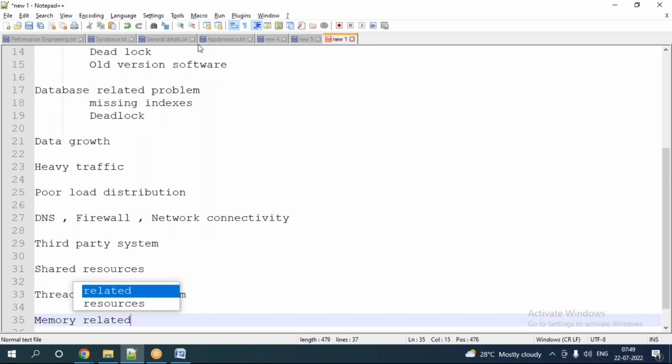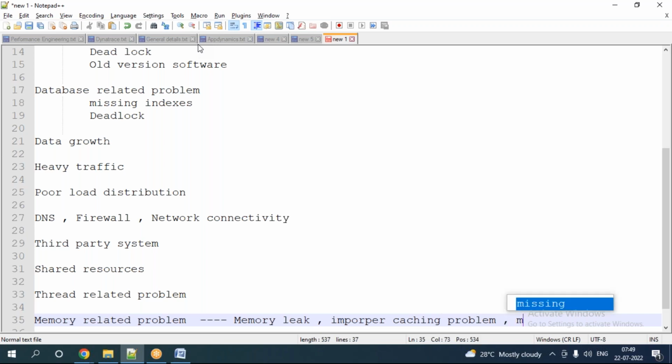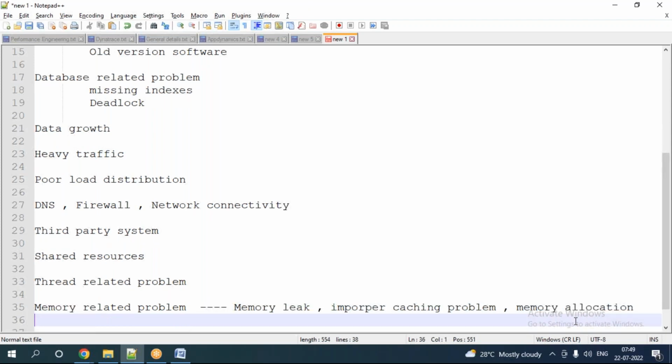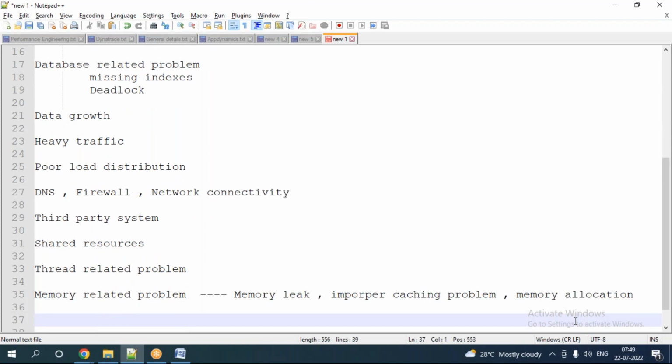Okay, memory related problem means what are all the memory related problems? Maybe a memory leak problem or improper caching problem, or even memory allocation problem. Okay, so those are memory related problems.